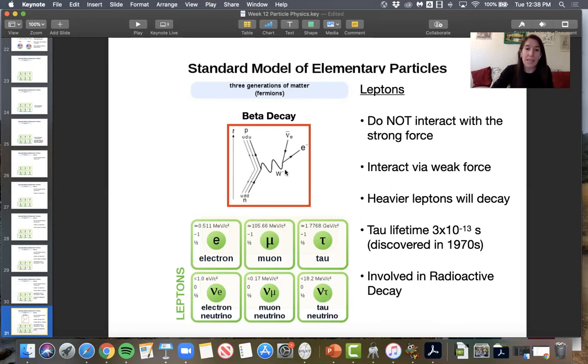What's going to happen is, this is the weak force, which is an interaction force here. When the neutron decays into a proton, one of its down quarks turns into an up quark. And then there's also an electron and an anti-electron neutrino, which are emitted in this process. This is an example of what's known as beta decay.